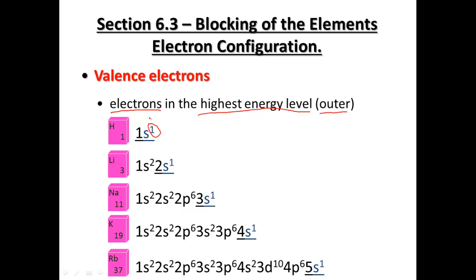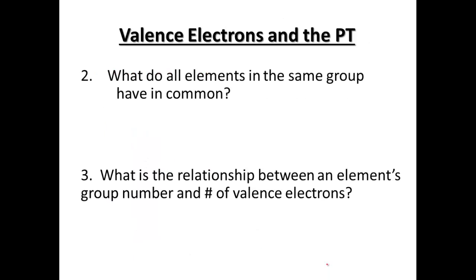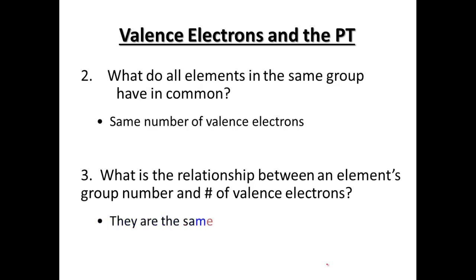What we're looking at here is that all of the group 1 elements end in s1: 1s1, 2s1, 3s1, 4s1, and finally 5s1. So our key idea for everybody in group 1: all elements in the same group have the same number of valence electrons, or outer electrons. What is the relationship between the elements in the group and the group number? For groups 1 and 2, they're the same. Group 1, 1 outer electron. Group 2, 2 electrons in the outer energy level.